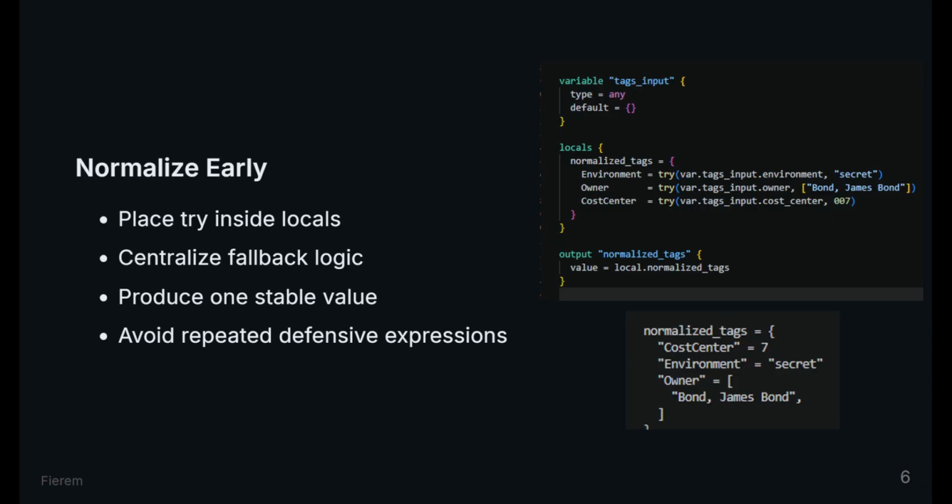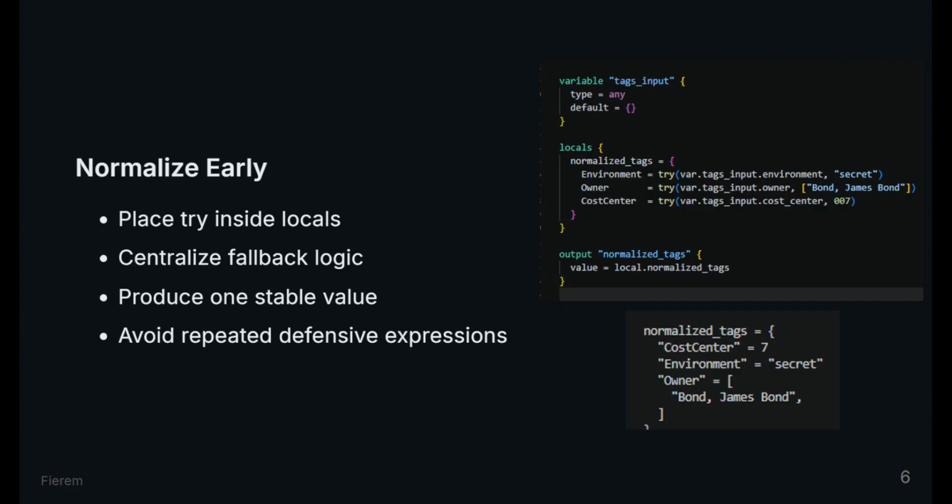The safest place for try is usually inside locals. The mechanism is centralizing fallback logic before values spread into resources, outputs, and modules. The outcome is that the rest of the configuration reads from one clean value instead of repeating defensive logic. This reduces duplicate expressions. It also makes failures easier to reason about because fallback behavior lives in one place.